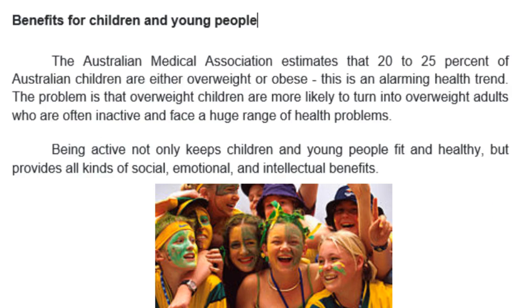Benefits for children and young people. The Australian Medical Association estimates that 20 to 25% of Australian children are either overweight or obese. This is an alarming health trend. The problem is that overweight children are more likely to turn into overweight adults who are often inactive and face a huge range of health problems. Being active not only keeps children and young people fit and healthy, but provides all kinds of social, emotional, and intellectual benefits.